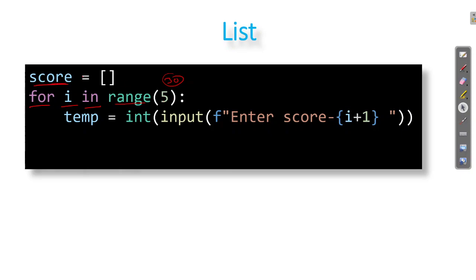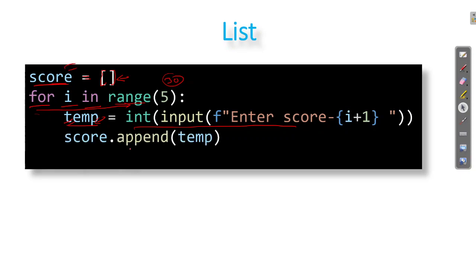Just provide the name of the list, then equals to, and then the square brackets. This has initialized your list, which is empty, that is, it has nothing. Now for each iteration of this loop, we are going to take an input from the user about the score, and we store it in this temp variable. Now we want to add this temp, or whatever score the user has provided, into this score list. We do that using this command, score dot append.